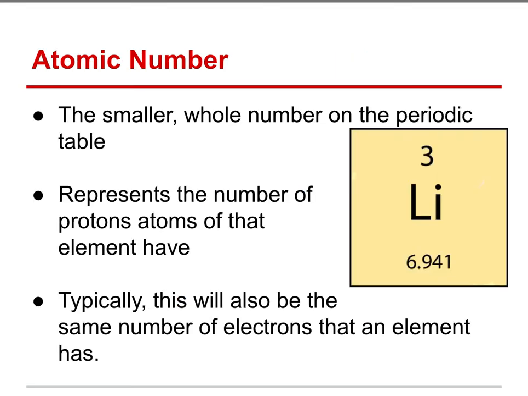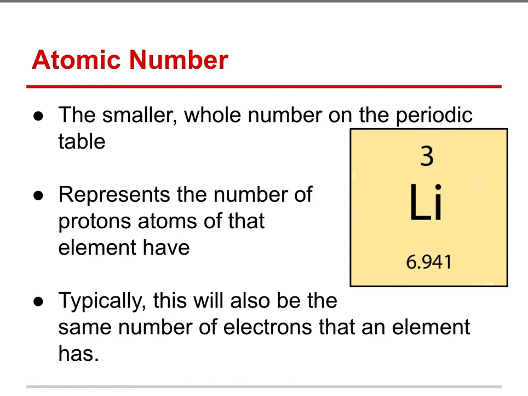So the first piece of information I want to talk about is the atomic number. You can find the atomic number on your periodic table because it's going to be the smaller of the numbers on there, and it's always going to be a whole number. So looking at this box, take a moment and think, which of those two numbers is smaller and a whole number? Well, 3.